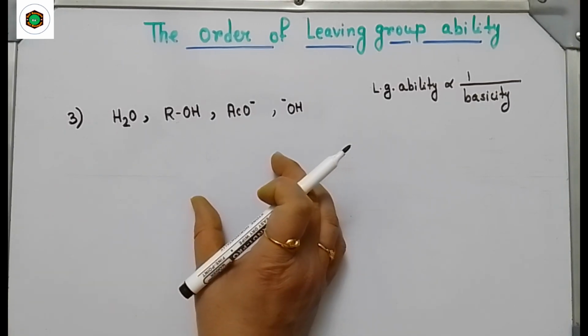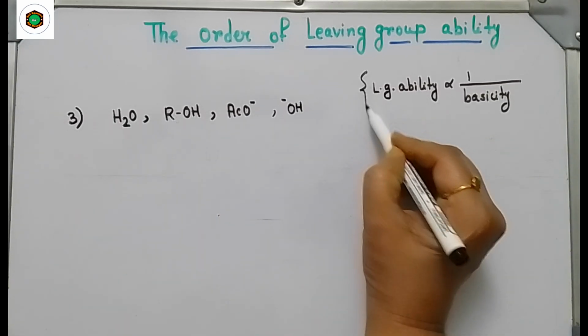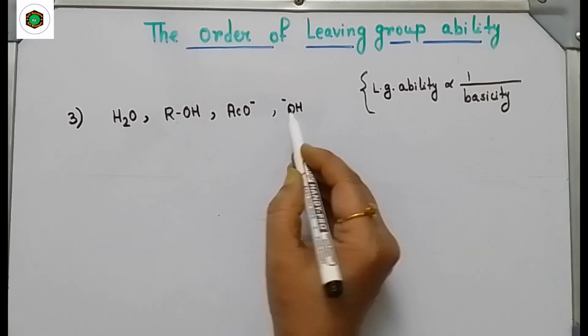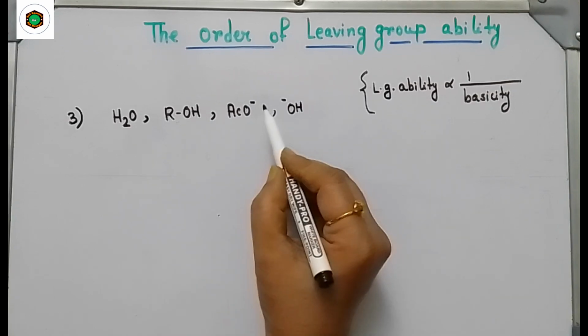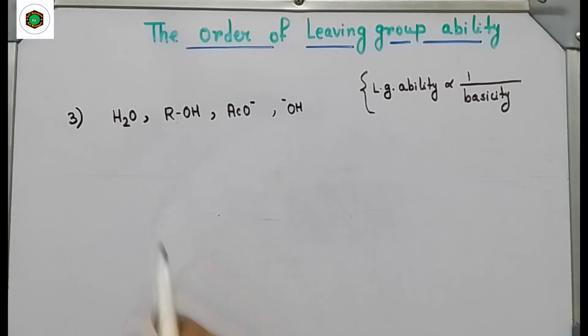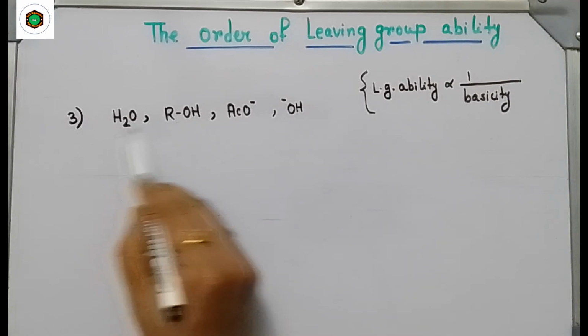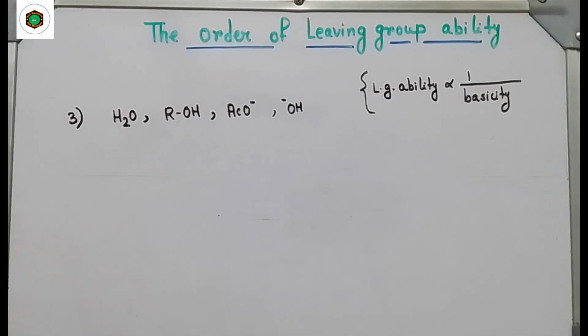How to find out the order of leaving group ability of these species? Now, if you can find out the basicity of these species, then from this relation we can find out the leaving group ability order. Now see here, everywhere the donor atom is oxygen. Here and here, on oxygen, a negative charge is there. So obviously here the electron density is more than these two. Therefore these two are more basic than this.